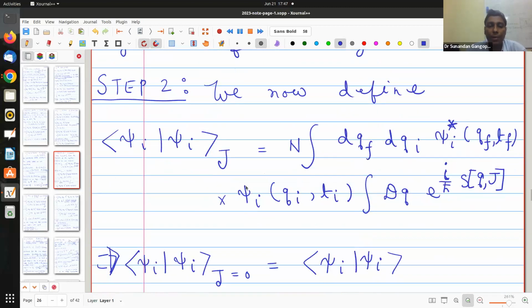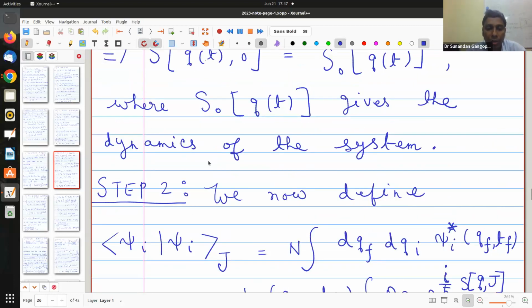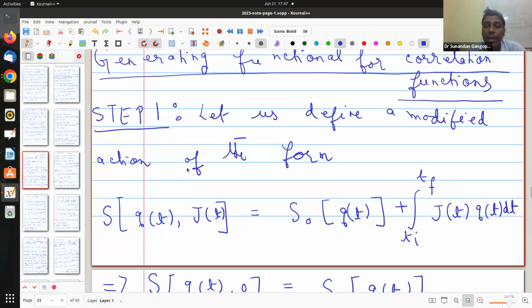We now go to the second step. We now define the following object. So far, if you remember at the beginning of today's lecture, we computed the overlap of ket psi_i with bra psi_i. But now I define a new object, which is the overlap. And by the way, this J is called an external source. In quantum mechanics we also call it an external source, but this terminology is very familiar in field theories, in quantum field theories. So this is an external source.